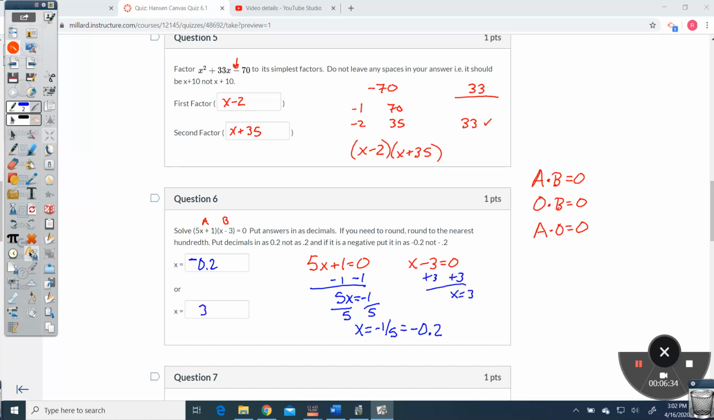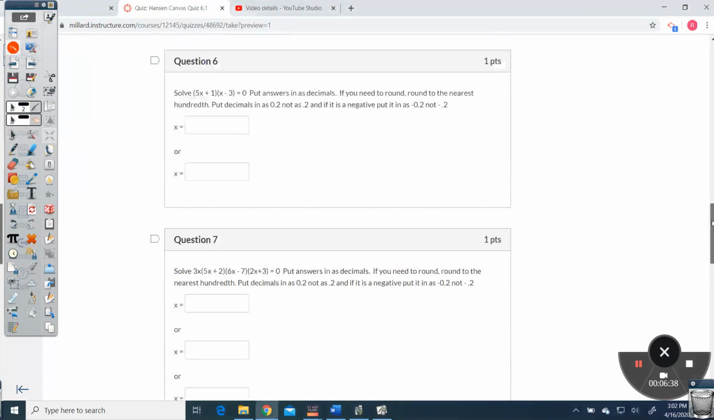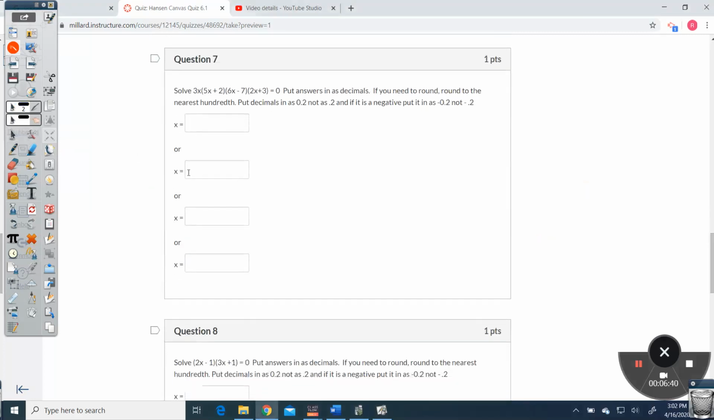All right, so let's move on down. That's 5 through 6. Now let's do 7, and it looks like we won't get to 8 on this. We'll get to it eventually. So this has 4 of them. It's still the same thing. I just put every one of those factors equal to 0.